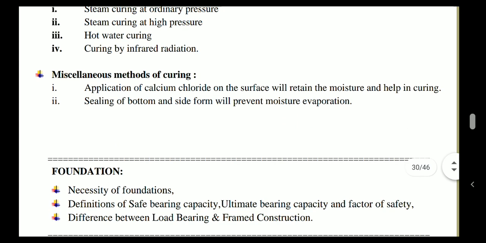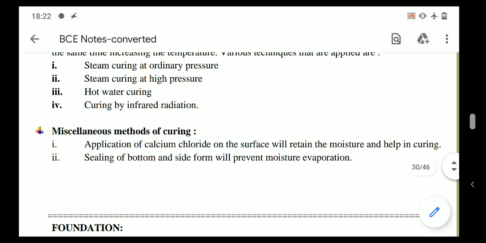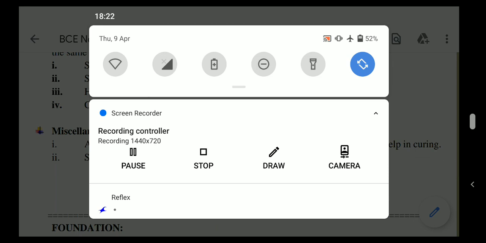Then miscellaneous methods of curing are application of calcium chloride on the surface, which will retain the moisture and help in curing. Then sealing of bottom and side forms will prevent moisture evaporation. So I think we have cleared this topic. So thank you.